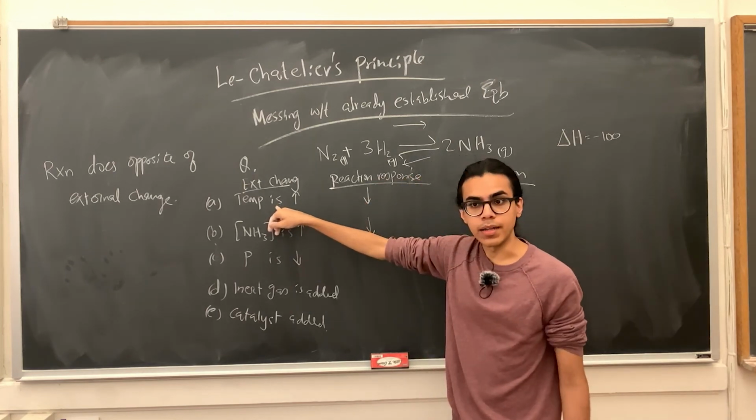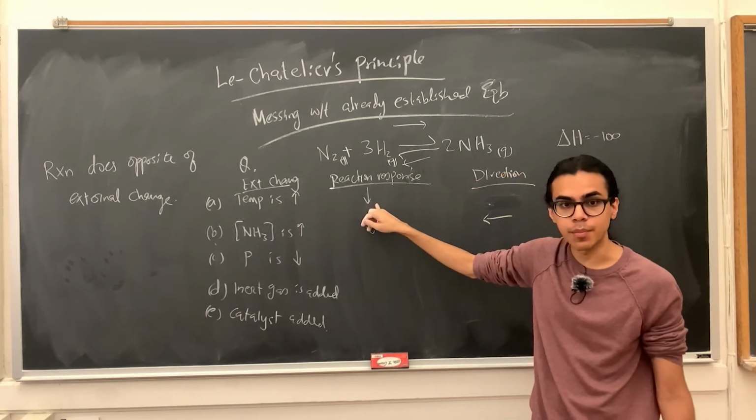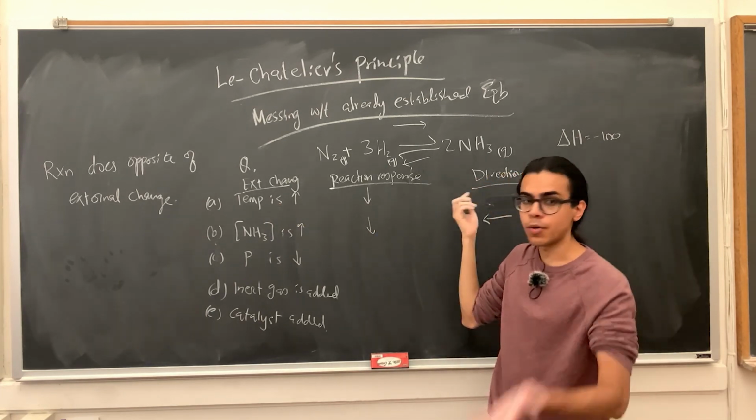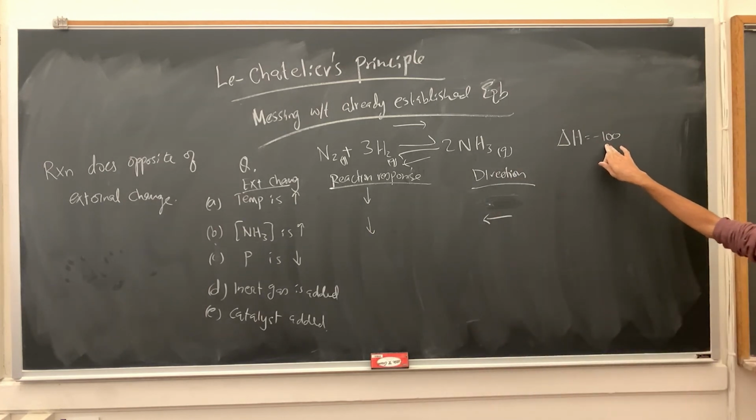Let's go to part A. Temperature is increased. The reaction will try and decrease the temperature. Well, how do we know which way the temperature goes up or down? Easy. Delta H is negative. Remember what delta H tells you? Whether the reaction is exothermic or endothermic. A negative value corresponds to which one? Exothermic. Exothermic is an increase in temperature.